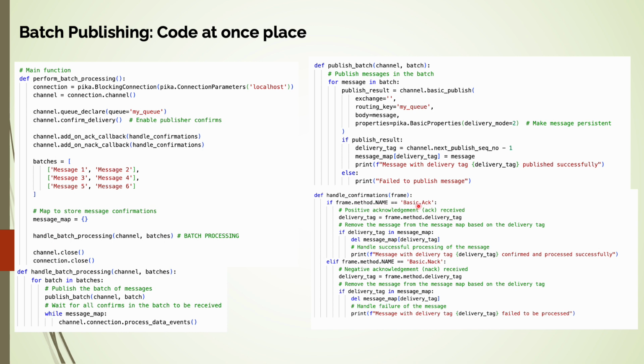Handle_confirmations frame handles acknowledgements, ACK, and negative acknowledgements, NACK, received from RabbitMQ. It checks the type of acknowledgement received, removes the corresponding message from the message_map dictionary, and provides feedback on the success or failure of message processing. Perform_batch_processing, the main function that calls perform_batch_processing to initiate the batch processing.